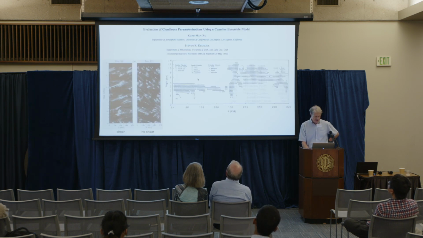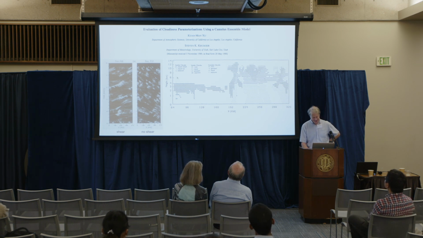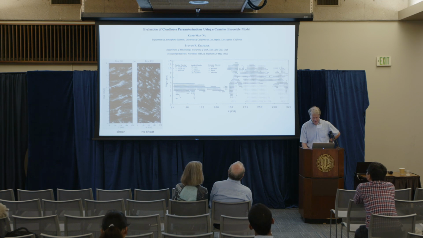Okay, this is our first real application of the model, and I put this diagram in just because someone had mentioned, I think Dave, you mentioned the line printer. So here's my line printer output of a cloud system with different symbols for different hydrometeor combinations.